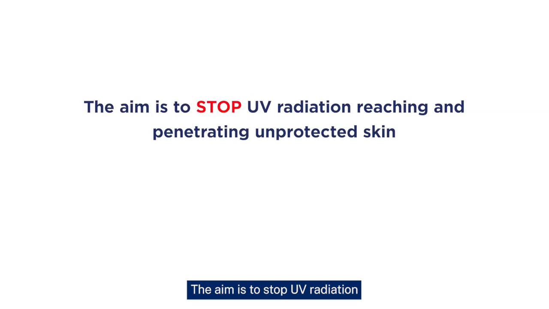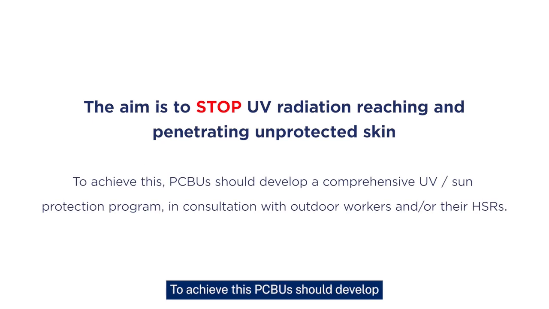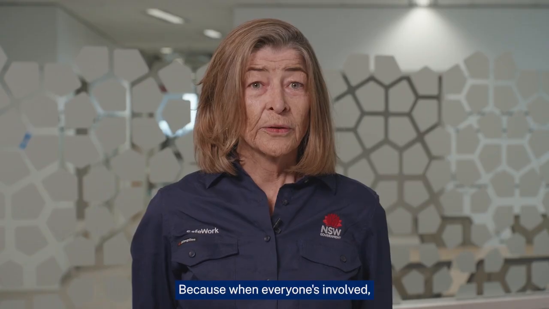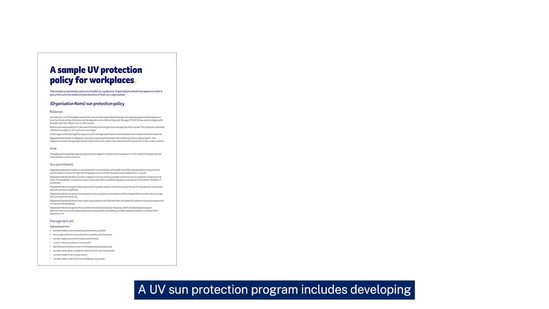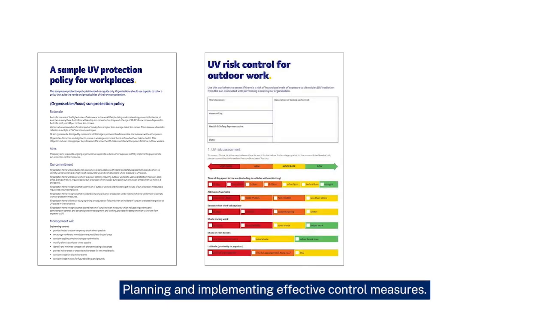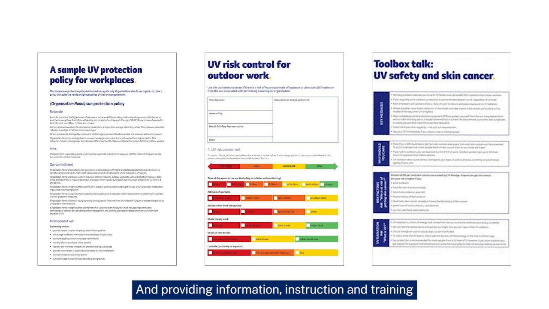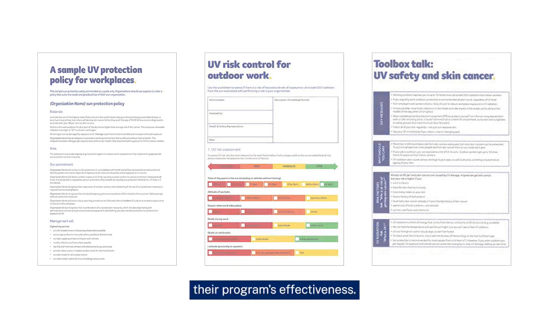The aim is to stop UV radiation from reaching and penetrating unprotected skin. To achieve this, PCBUs should develop a comprehensive UV and sun protection program in consultation with their workers and/or their health and safety representatives. Because when everyone's involved, then everyone has ownership and knows what's expected of them. A UV sun protection program includes developing a workplace UV sun protection policy, planning and implementing effective control measures, providing information, instruction and training for workers about UV, its risks and how to work safely outdoors, and monitoring and regularly reviewing the program's effectiveness.